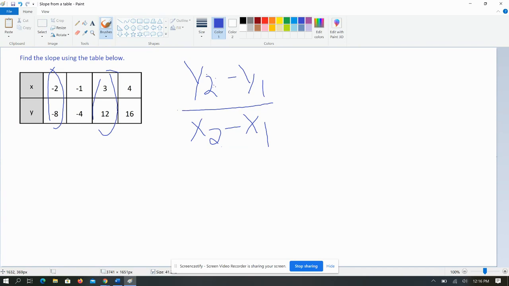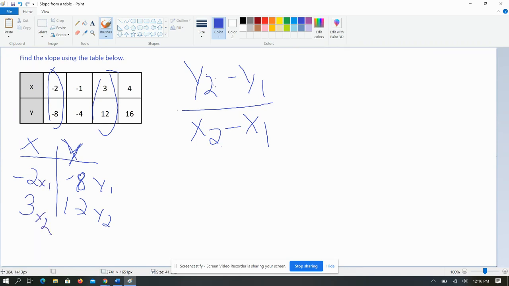So I'm going to take my numbers. If you need to write your table like this, because it's easier for you to understand it and see it, that's fine. That's a y. So I can go ahead and put -2, -8, and my next pair of numbers that I'm going to look at is that 3 and that 12. So I can use it that way if I want to. This would be my y1, this would be my y2, this would be my x1, this would be my x2. So I can go over to my formula, and I'm going to plug those in.